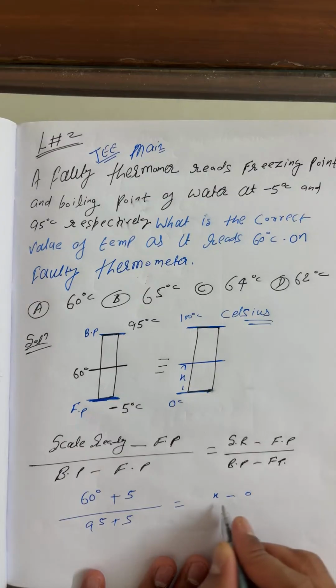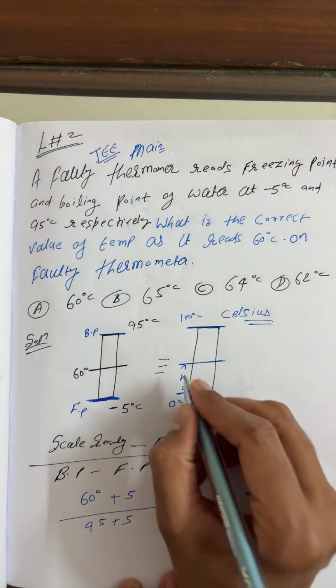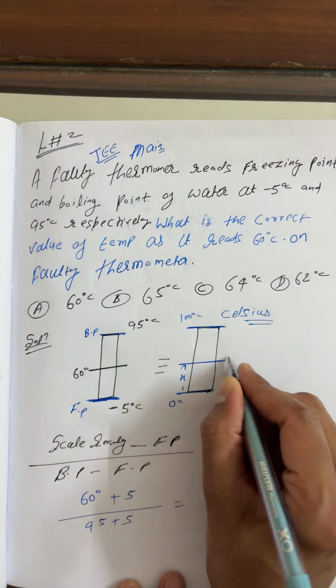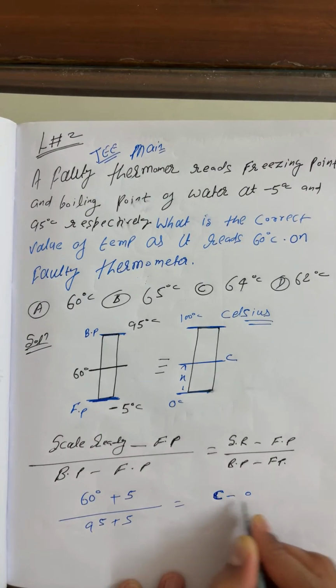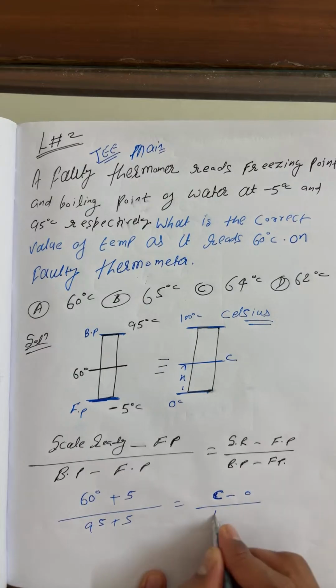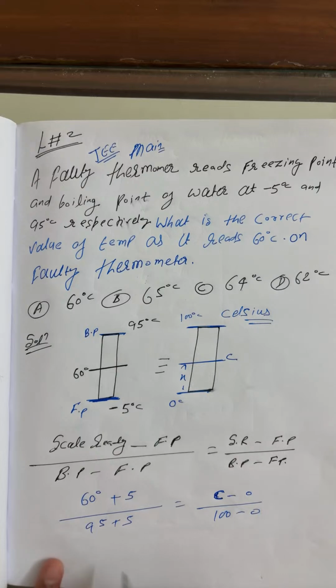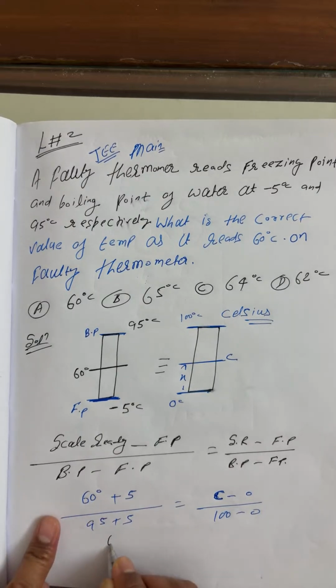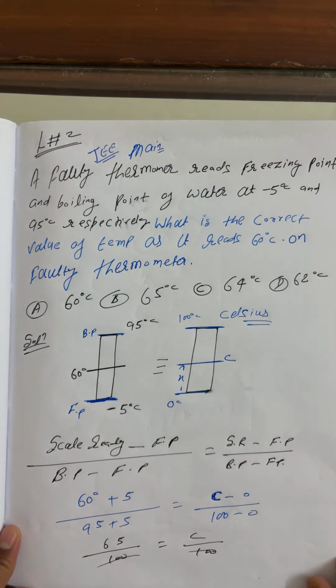So we can say x minus it. Let us suppose I'm considering x over here, or you can also say at a distance x, this is C degrees Celsius. So in a better way, we can write C minus 0 upon 100 minus 0, right? I will get your C value from here only. How much is coming? This is 65, so 65 upon 100, C upon 100 here. Now they cancel each other.